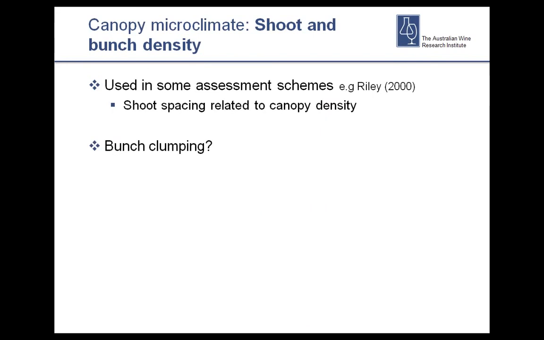What we found is that bunch clumping is a common attribute, not a measure but more an observation that's made in many assessment schemes. And it's interesting that there seems to be a lot of emphasis on bunch clumping, but I've been unable to find any evidence to support its use, and I wonder whether or not it's related to disease issues, or is it used as an indirect index of canopy or shoot density, or for any other reason. And it'd be interesting to have some feedback on why bunch clumping is actually used so widely.